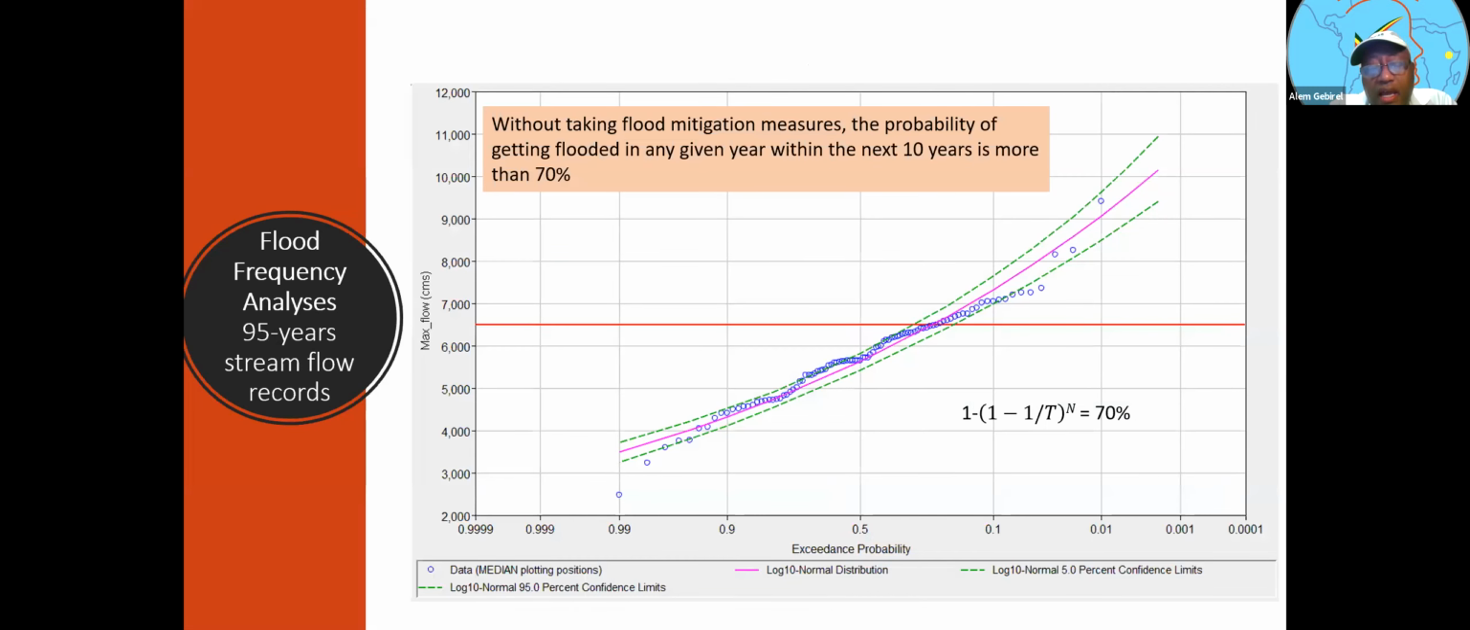This is a frequency analysis using 95 years of data from the LDAM gauging station streamflow record. I tried to use different distributions, and this is the picture you see.